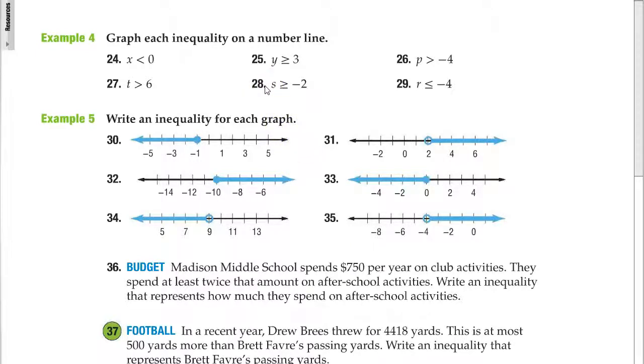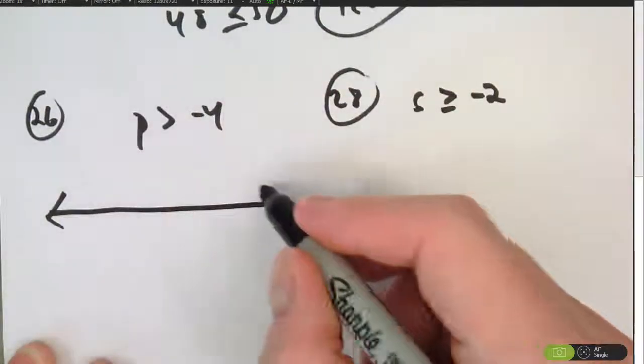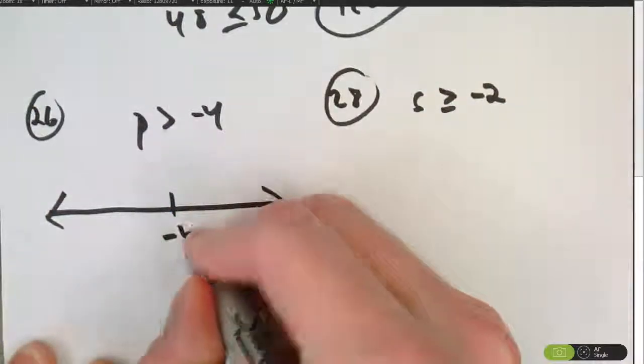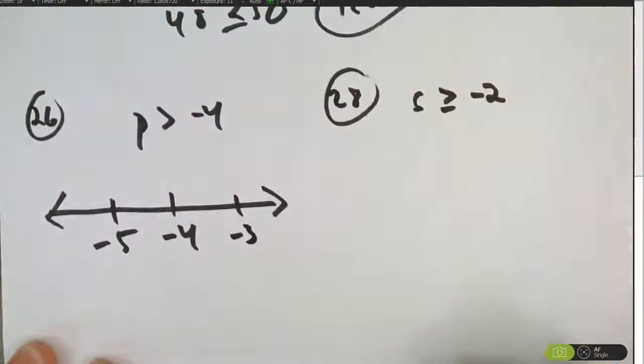Numbers 24 through 29 are graphed inequalities. Let's look at 26, which says P is greater than -4. We'll also look at number 28, which says S is greater than or equal to -2. Like I said in class, all I need to see for a number line is this: the number we have, put that in the middle, and go one value to the left and right. Left of -4 is -5, and to the right of it is -3.